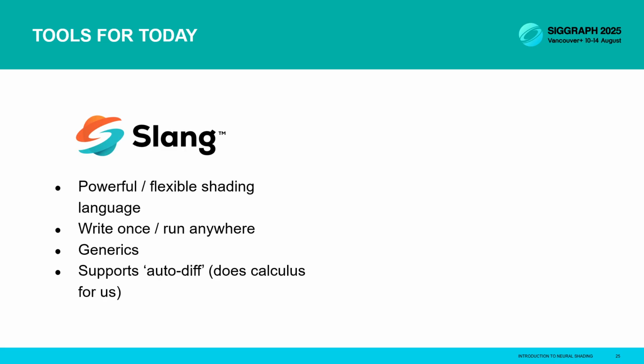So before we dive into any examples, I want to run over the tools we're going to be using for most of this course. First up is Slang. This is a really powerful new shading language that's now managed by the Khronos Group. It's highly cross-platform. It allows you to write shaders in one language that can be used with D3D, Vulkan, Metal, and CUDA. It supports a lot of really nice modern language features. One of my favorites is generics, but there are many more. And really important for us on this course is that it supports autodiff. So as a language, it can do calculus, so we don't have to.